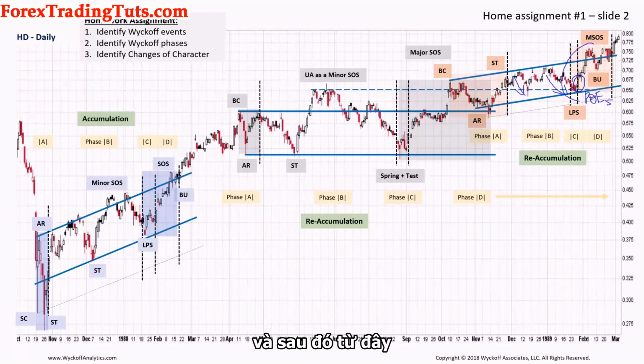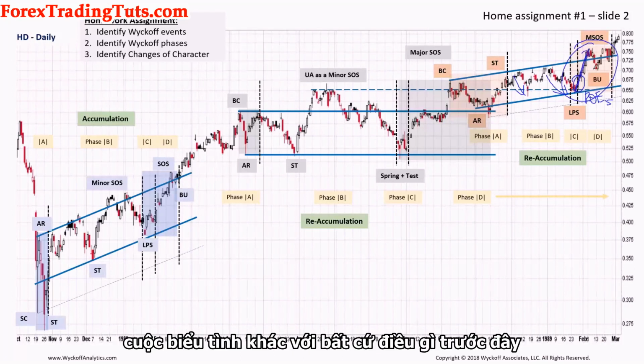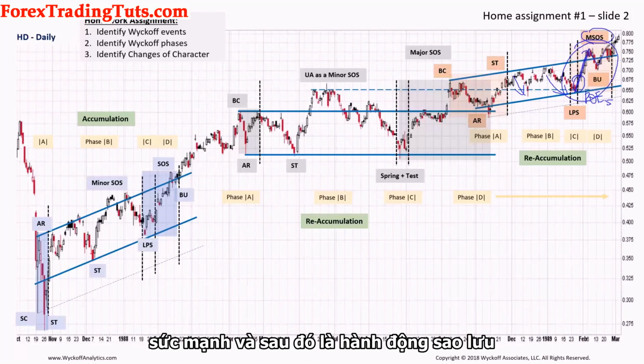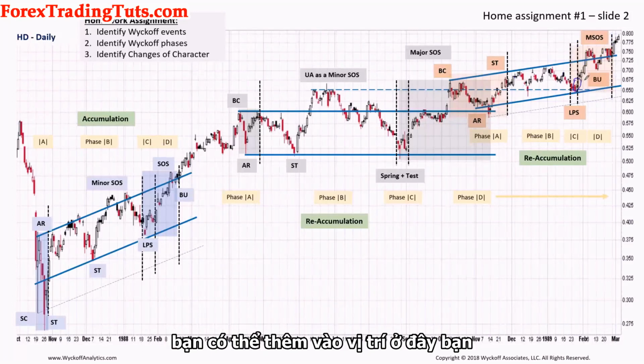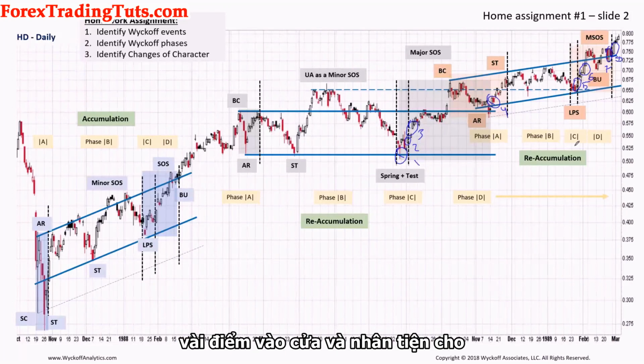And then from here, I've talked to Philip, and we identified that the character of this rally is different than anything before in this range, so therefore a sign of strength. And then the backing up action is kind of shallow. So again, you could add to the position here. You could also add on this bar. So that's number 5, that's number 6, number 4, 3, 2, 1. And then after that, you're going to be thinking that either this or this is going to be your 7 and 8. So there are quite a few points of entry.